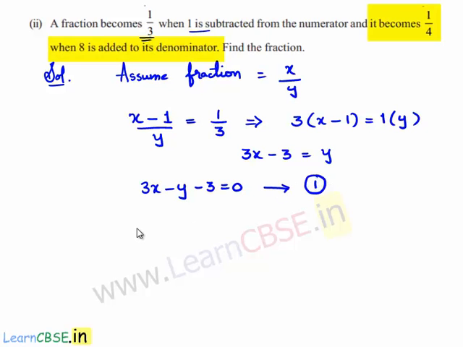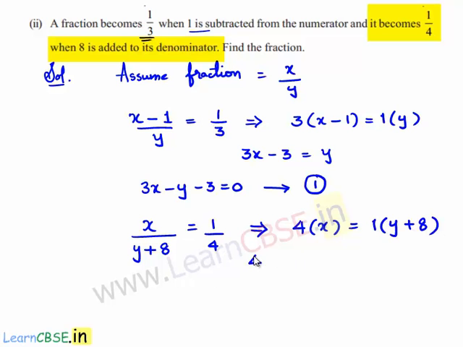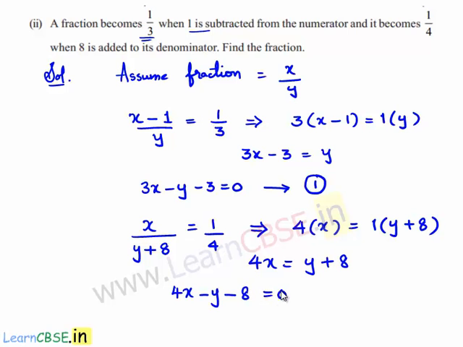Next, applying the second condition, which is when 8 is added to the denominator, the fraction becomes 1 by 4. So x is the numerator and the denominator of the fraction is y. So when 8 is added, it becomes 1 by 4. Now on cross multiplication, we get 4 times of x is equal to 1 time of y plus 8. So this equation becomes 4x is equal to y plus 8. On transposing y plus 8 to the left hand side, we get 4x minus y minus 8 is equal to 0. This is equation number 2.